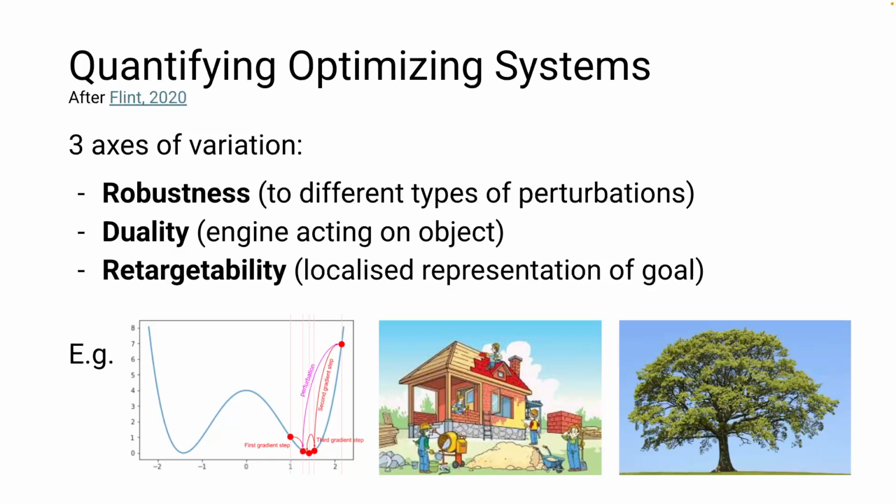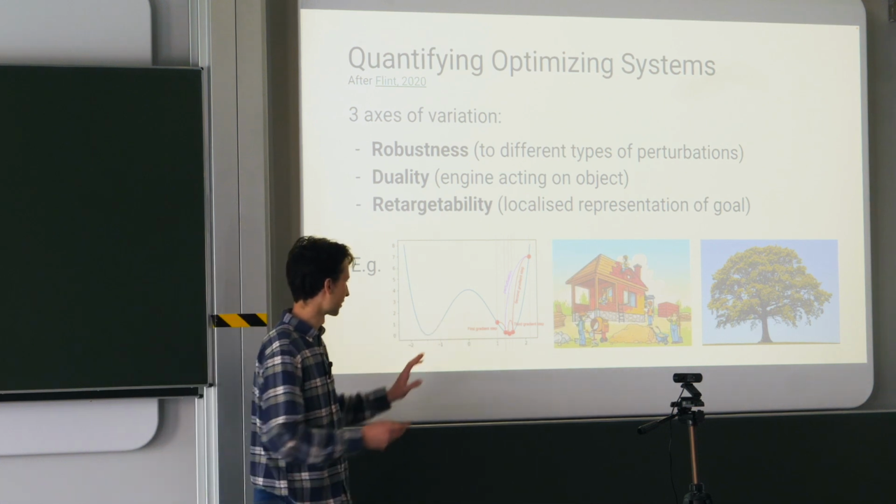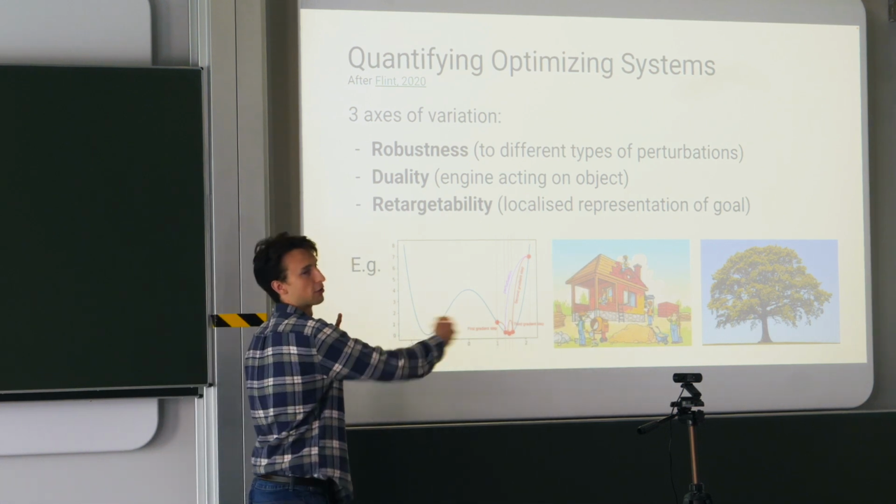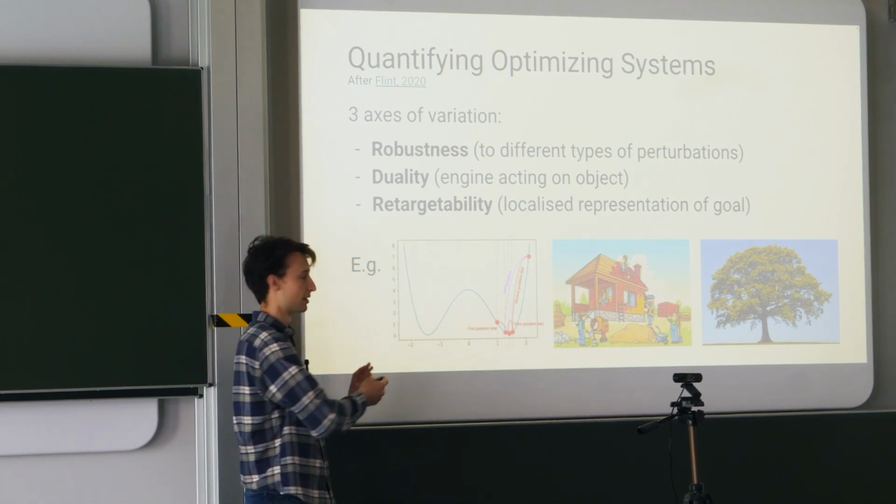So one of them is robustness to different types of perturbation. Referring back to this definition, we would expect systems to be robust to different magnitudes of perturbation, but also different types of perturbation. In this case, you're robust to small perturbations, but not too large, because if it's too large, it takes you out of this basin of attraction.